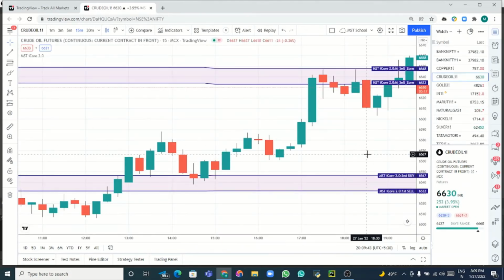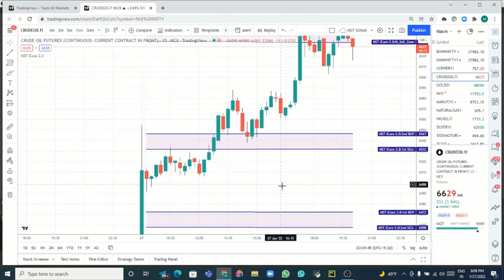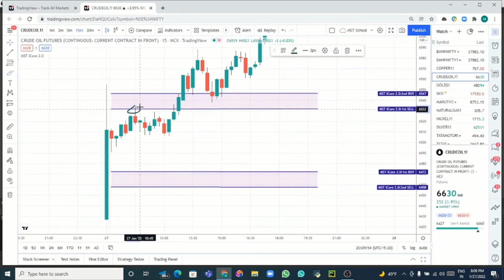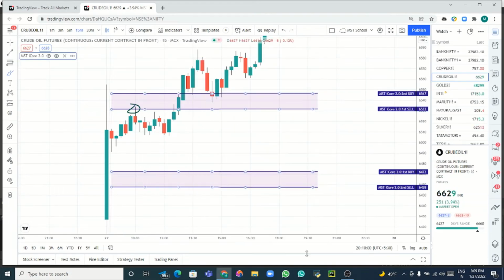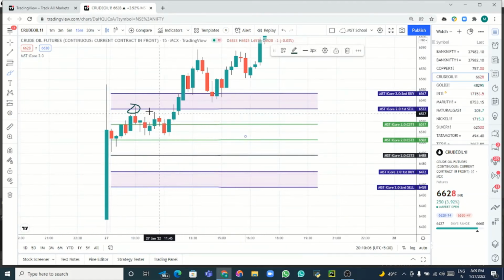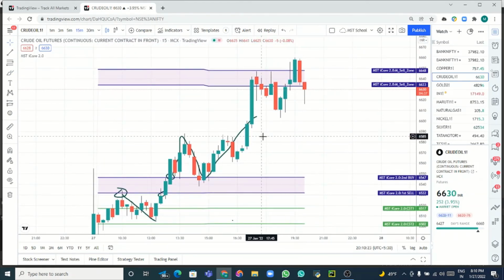Let me show you what happened in crude oil. So this is crude oil, right? In crude oil, first sell got activated. I'm enabling the sell targets. Sell-side almost two targets hit. Then the second time sell activated and SL hit. Again the second buy activated and targets have been hit. Clear? It is still going up, only upside.